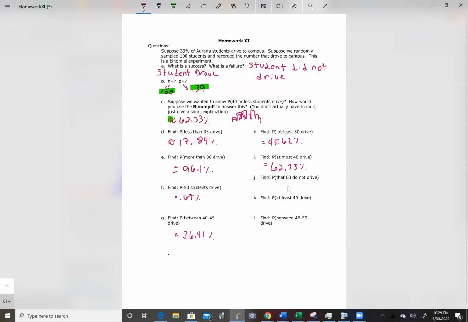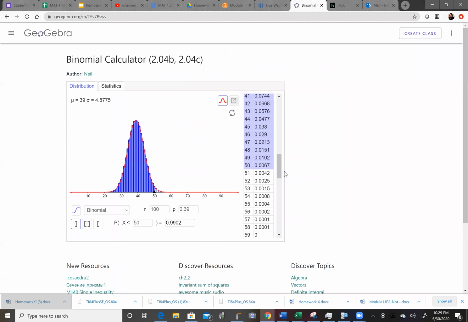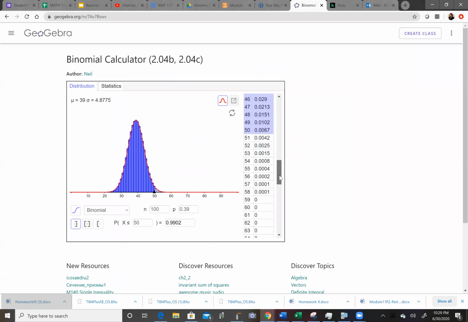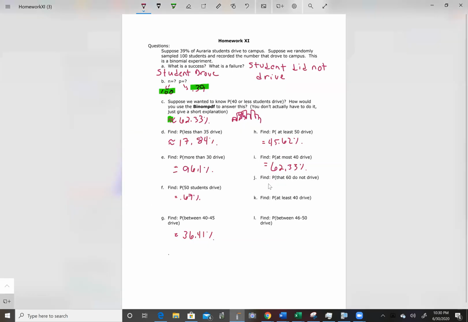Find the probability that 60 students do not drive. Well, that's going to be the same by the complement rule as the probability that 40 students do drive. So we just need to look at 40, which is just 0.0795, so 7.95%.